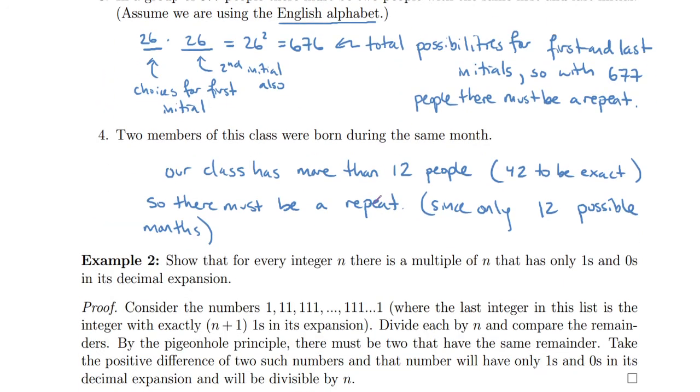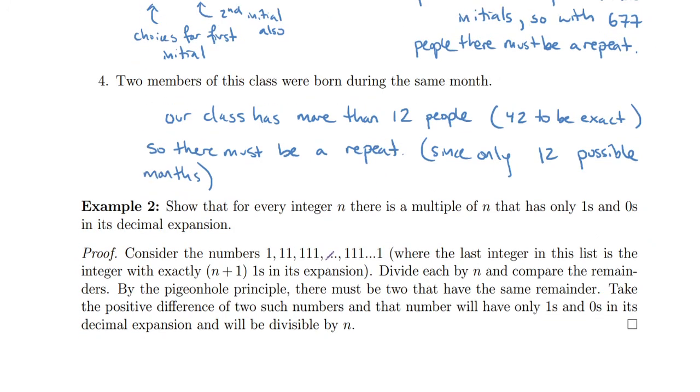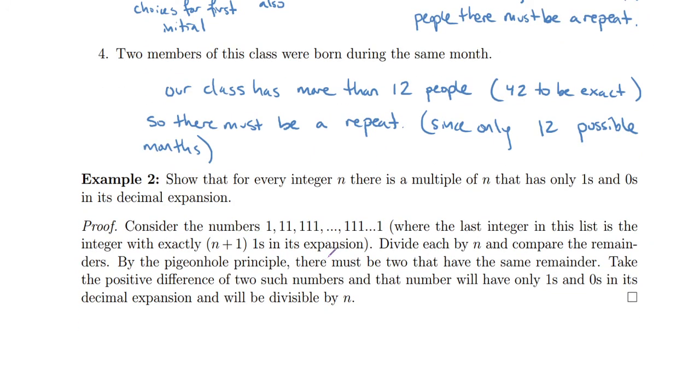Okay, here's an interesting problem. I'll write out the proof, but I'll add to it in just a second. Show that for every integer n, there must be a multiple of n that has only 1s and 0s in its decimal expansion.